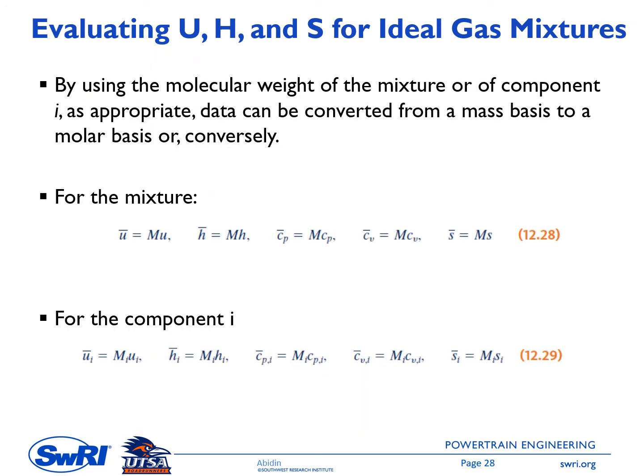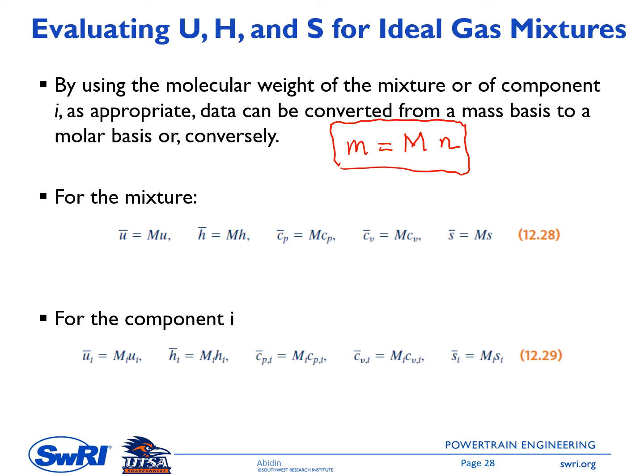And then by using the molecular weight of the mixture or of component i, as appropriate, data can be converted from a mass basis to a molar basis or conversely. So you have this correlation. M here is the mass, equal to molecular weight times N. Using this correlation, we can convert molar basis to mass basis or conversely.